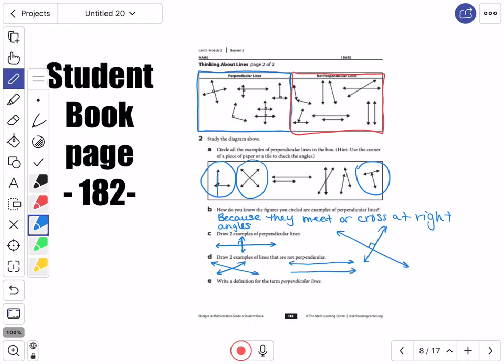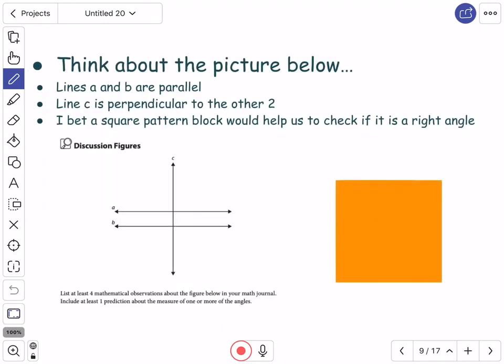And then it says draw two examples of lines that are not perpendicular. These ones intersect, but they do not form right angles. These ones do not intersect, so therefore they are parallel. And then finally, write a definition for the term perpendicular lines. I'm going to say that perpendicular lines are lines that make right angles when they cross each other.